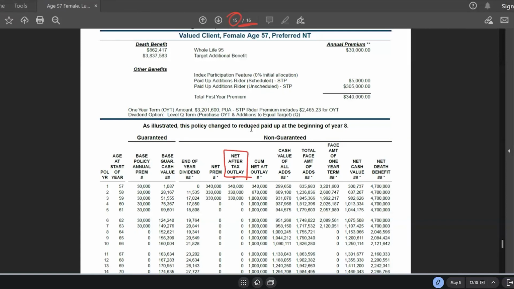This column, net after tax outlay. It's the same as net premium. This displays her actual out-of-pocket here. So what do we see? The first year, $340,000, and the next 2 years, $330,000. Then what do we see? Zero thereafter. There's still a premium due, but she's not paying it.